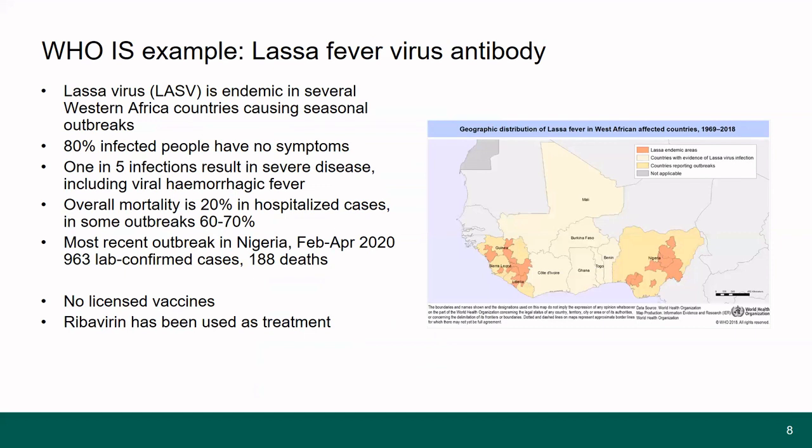Lassa virus is endemic in several regions in Western Africa, causing seasonal outbreaks, and although the majority of people are asymptomatic, 1 in 5 infections results in severe disease, and the mortality for those that require hospitalization is actually quite high, 20% on average, while some outbreaks can reach higher numbers. There is no licensed vaccine for this virus.